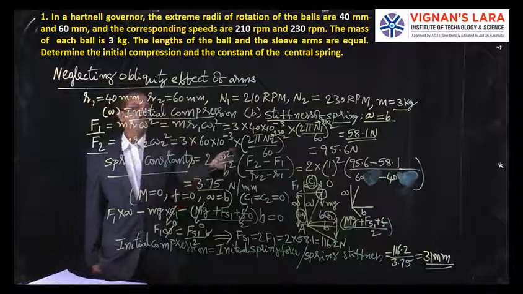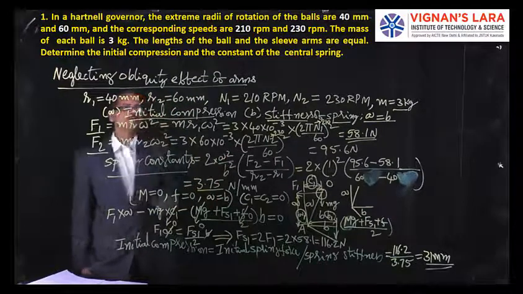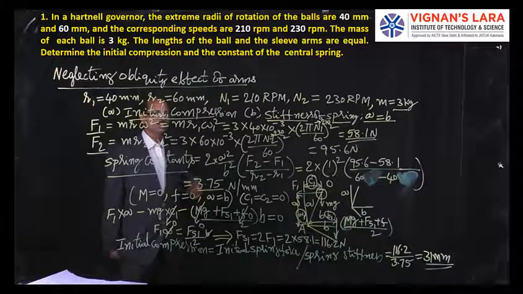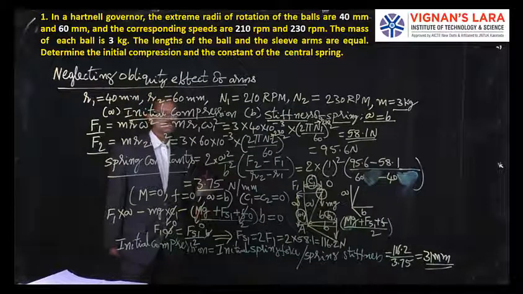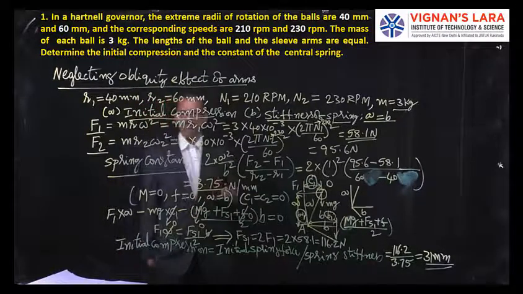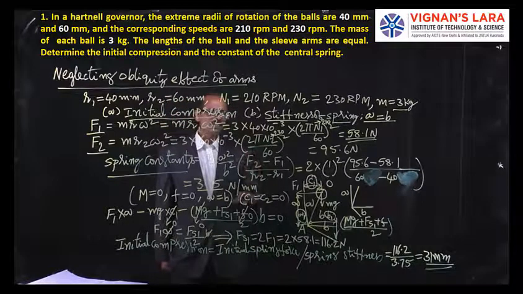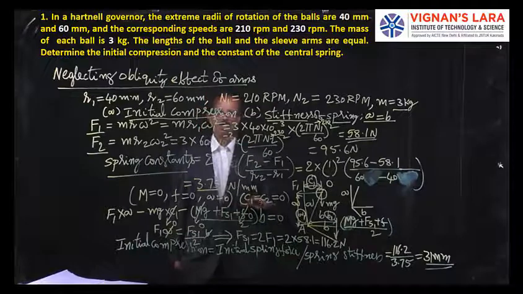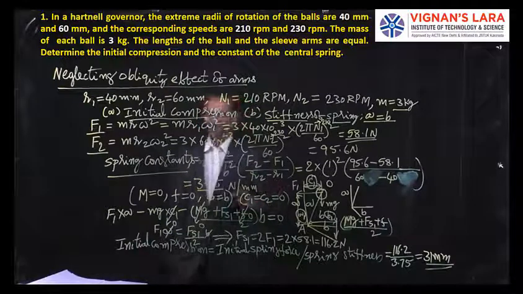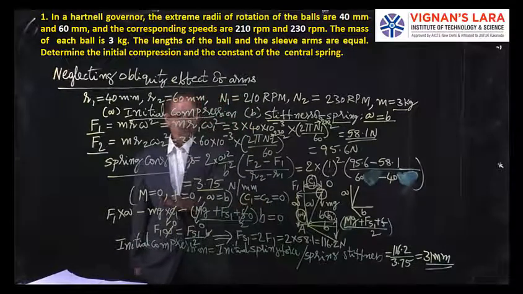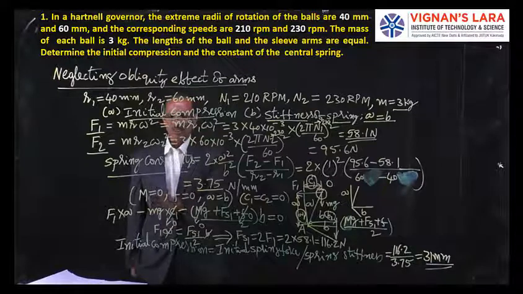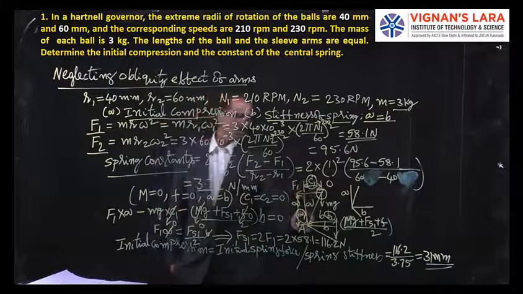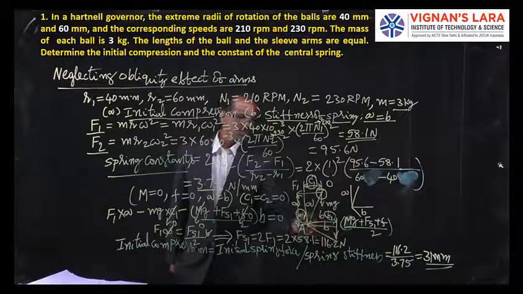So after obtaining this, I am going to find out the initial compression. That means when the sleeve just starts to lift, at that moment, what is the stiffness of the spring? That means once it exceeds, then only the spring comes into operation. So the initial compression can be obtained. The case 1, that is condition 1 at lower speed: at lower speed, the fly ball's position is like this.